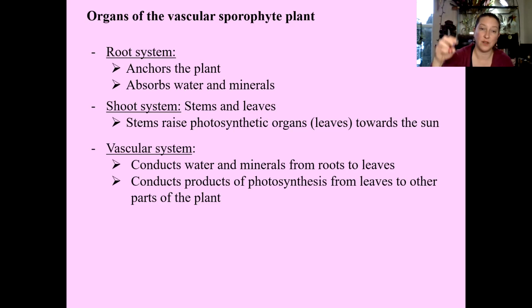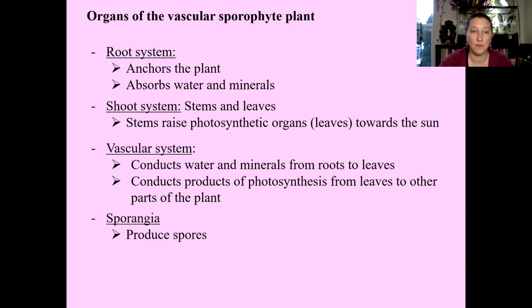And then the vascular system. So this is your xylem and your phloem, right? The xylem conducts minerals from the roots to the leaves, and water. And then the phloem conducts sugar, or the products of photosynthesis, from the leaves to the rest of the plant. Okay. And then you have sporangia, obviously, because you're talking about a sporophyte plant.